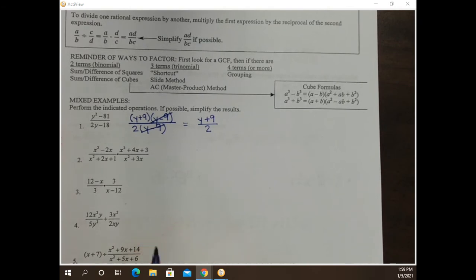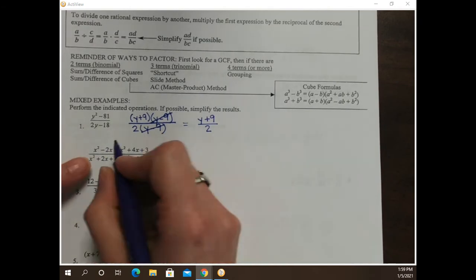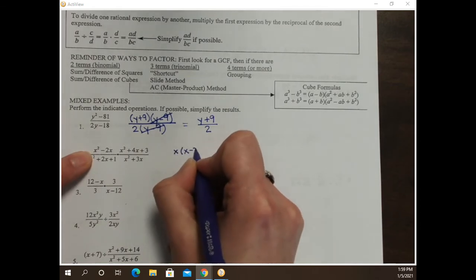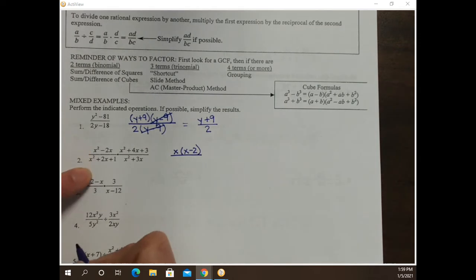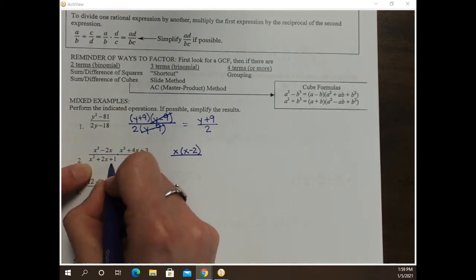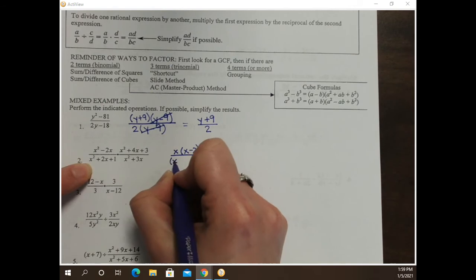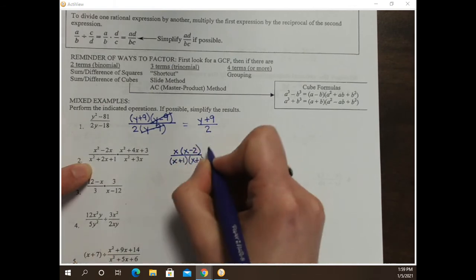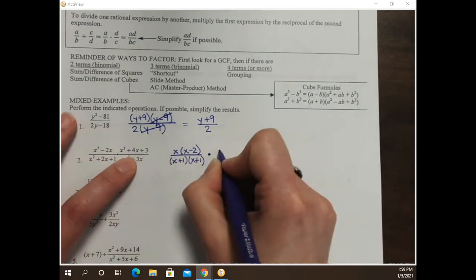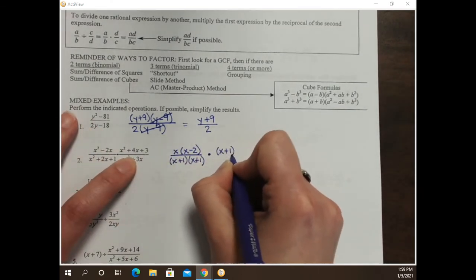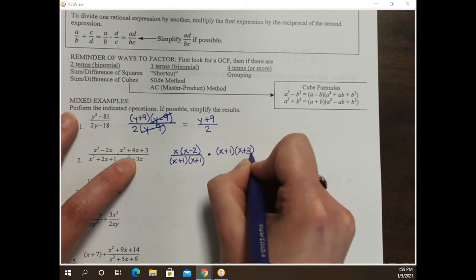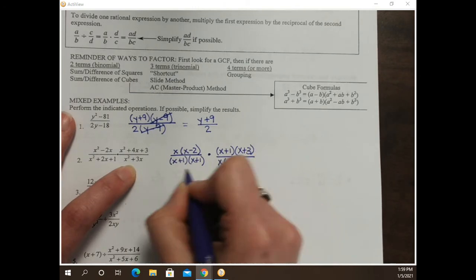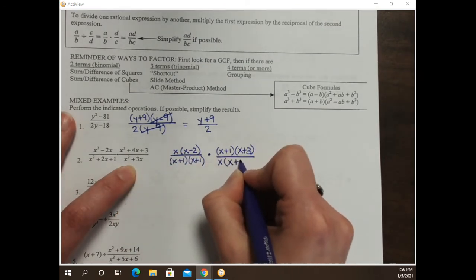Number 2, same idea. I'm going to factor each of these pieces. So I have a GCF I can pull out here. That would be x times x minus 2 for the top of my first fraction. On bottom, x squared plus 2x plus 1. That could factor into x plus 1 times x plus 1. And then we're multiplying by the second term here. I could factor into x plus 1 times x plus 3. And then my last term down here at the bottom, we have a GCF of x. I'm going to pull that out, and I get x times x plus 3.